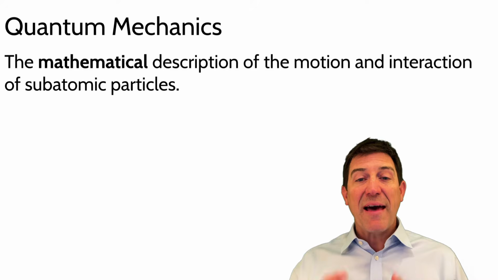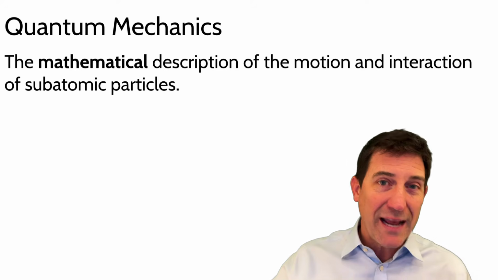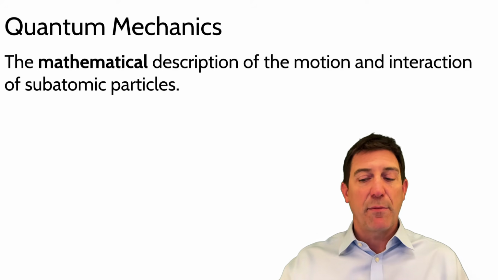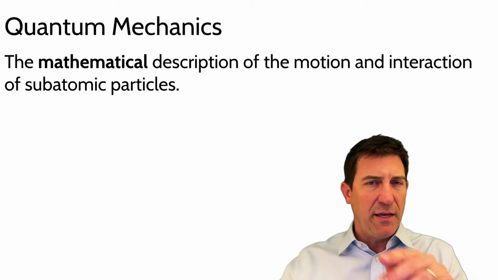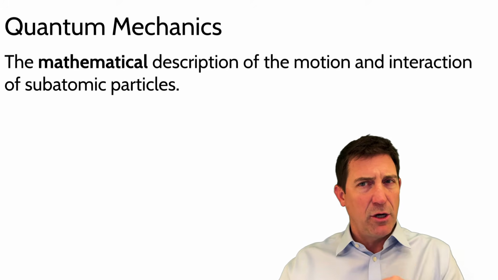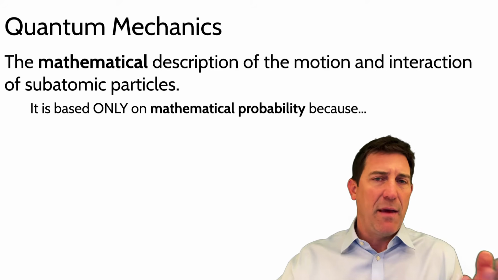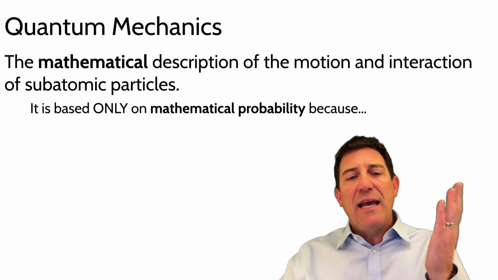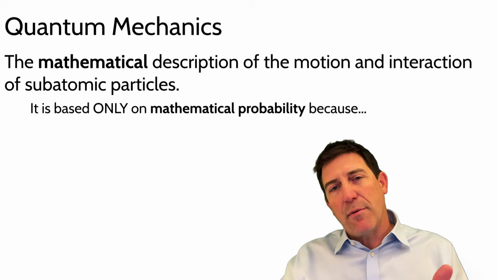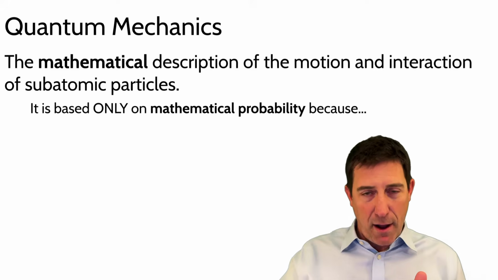Quantum mechanics is a mathematical description of the motion and the interaction of subatomic particles. What is subatomic? Sub means smaller than or under atomic. So that's all the things that are smaller than an atom, that make up an atom. Now, interestingly, it's based only on mathematical probability because there's a problem.